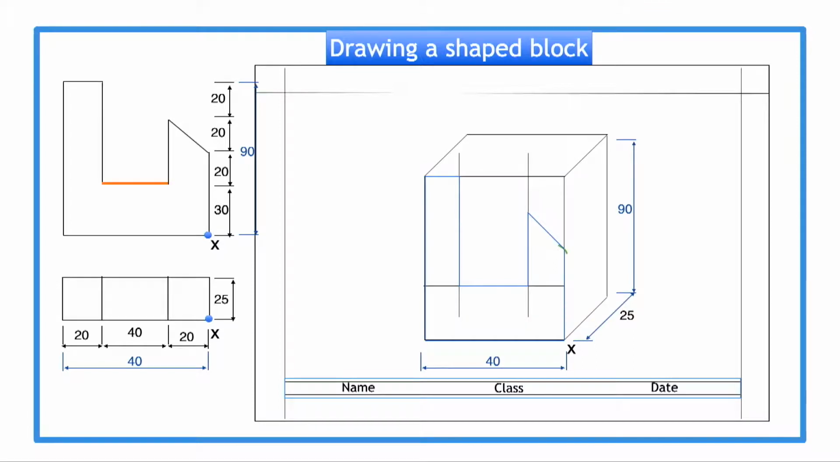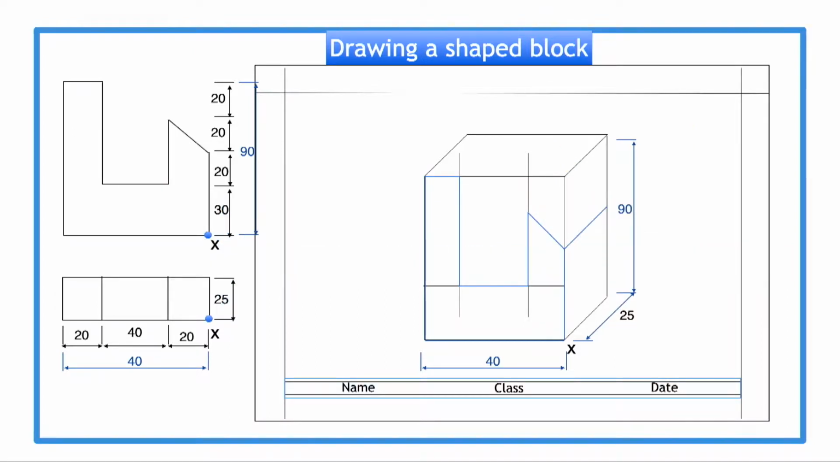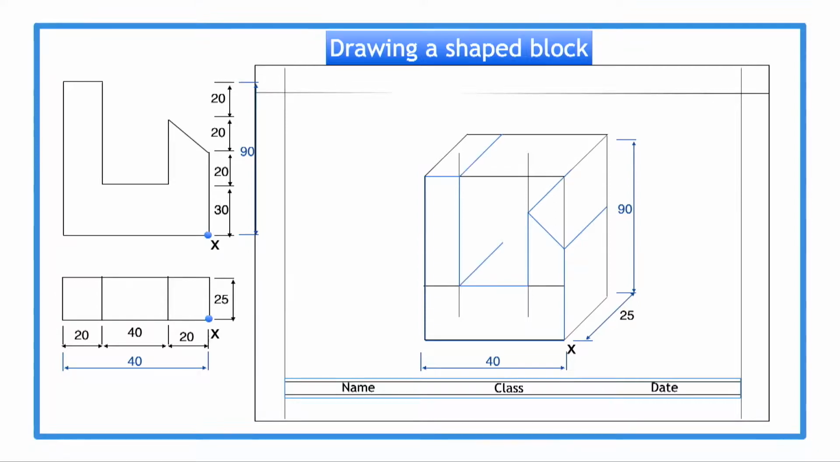We then use the 45 degrees set square to add in the depth lines. The same as we have drawn this depth line, we are going to line in the depth for every other corner. After that, we add the lines at the back of the crate.